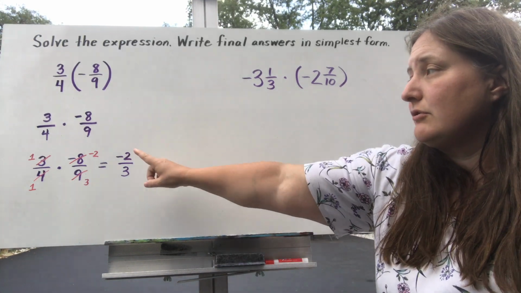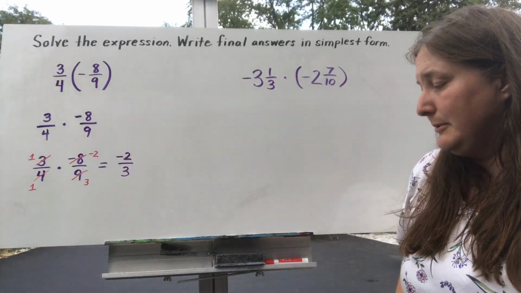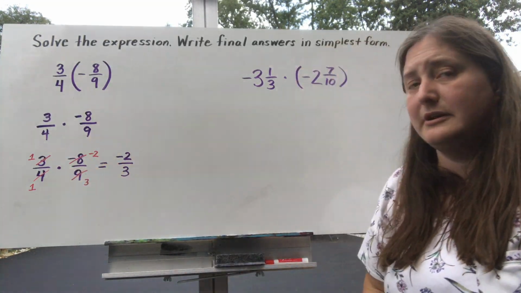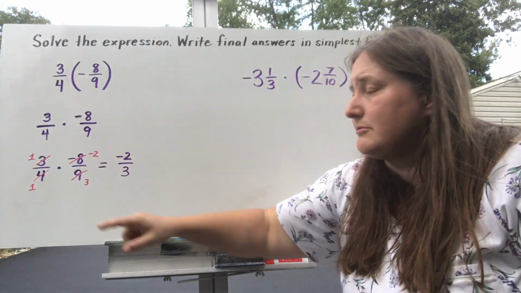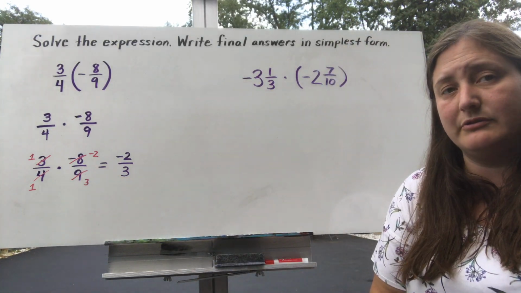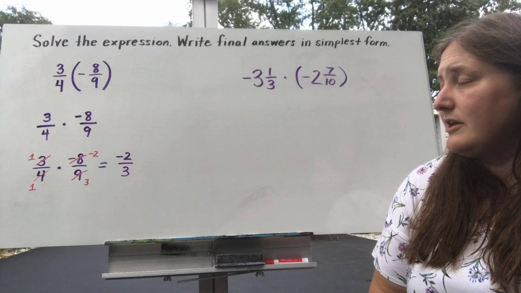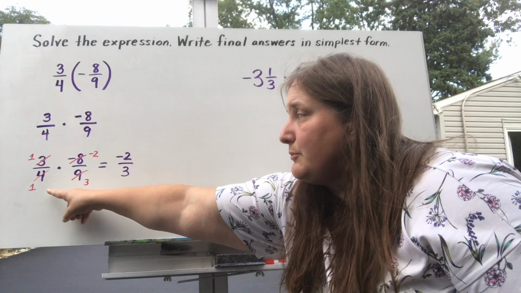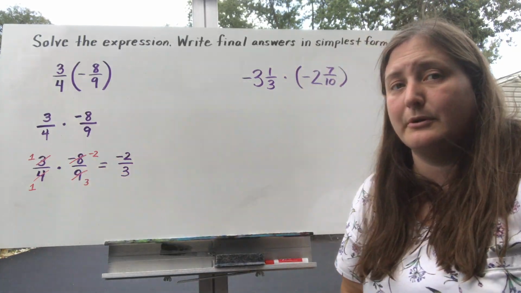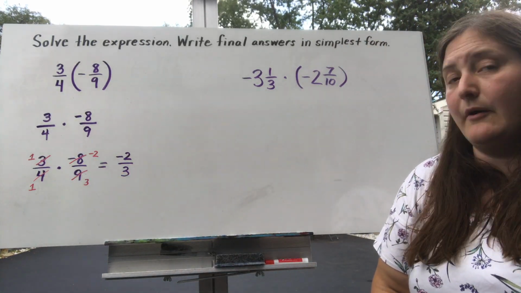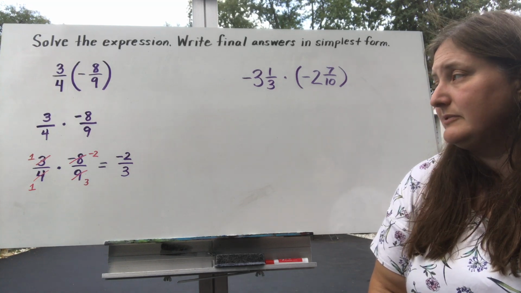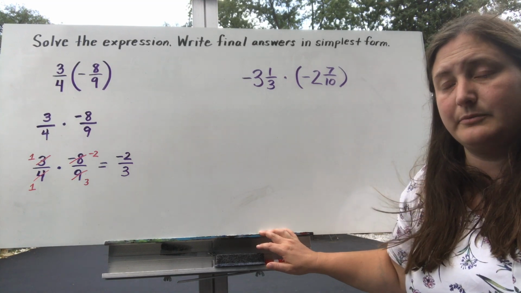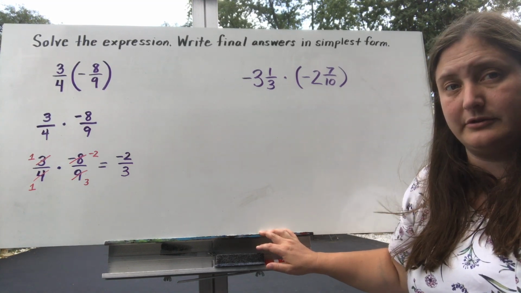So I look across and I see that 3 and 9 are both divisible by 3. So I can divide them by 3, and here I get 1. 3 divided by 3 is 1. 9 divided by 3 is 3. I can replace those with my new reduced numbers. And going across the other direction, 4 and -8 are both divisible by 4. 4 divided by 4 can be replaced with 1, and -8 divided by 4 can be replaced with -2. So now I can multiply across. 1 times -2 is -2, and along the bottom 1 times 3 is 3. So we have our final answer of -2/3.